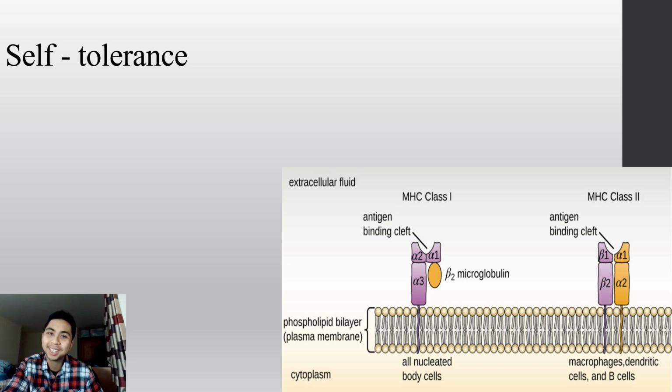The main difference that these two molecules share in terms of appearance is that MHC1 comprises a single alpha protein chain with a smaller beta-2 microglobulin protein, whereas MHC2 consists of 2 protein chains, an alpha and beta protein chain, that are similar in length.